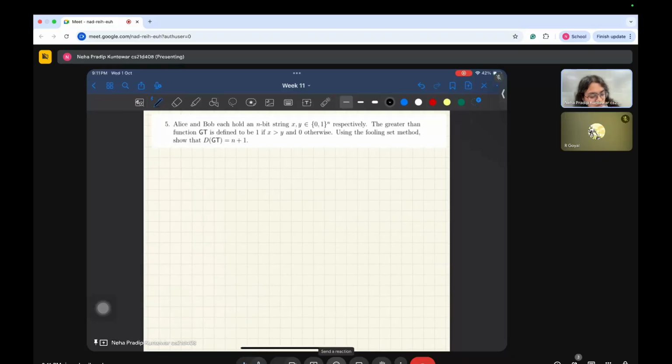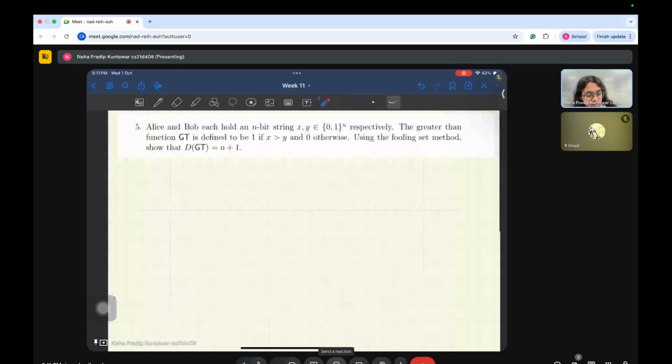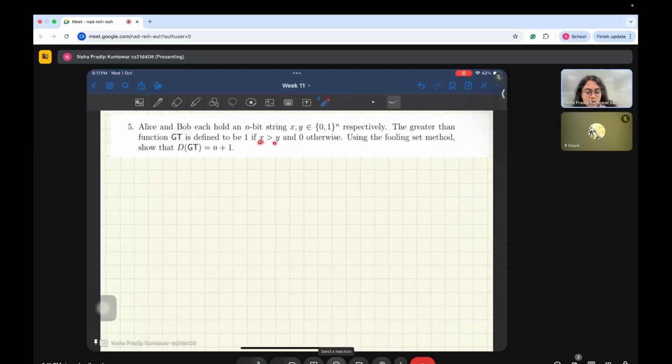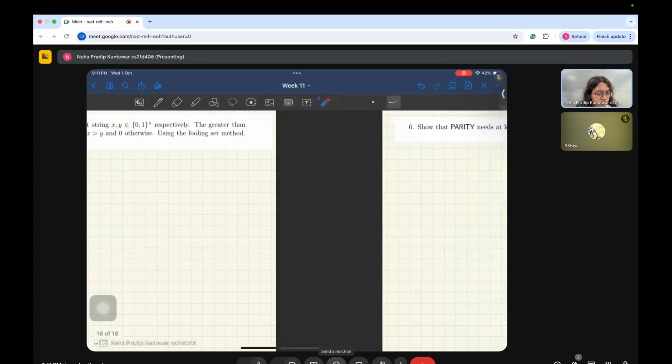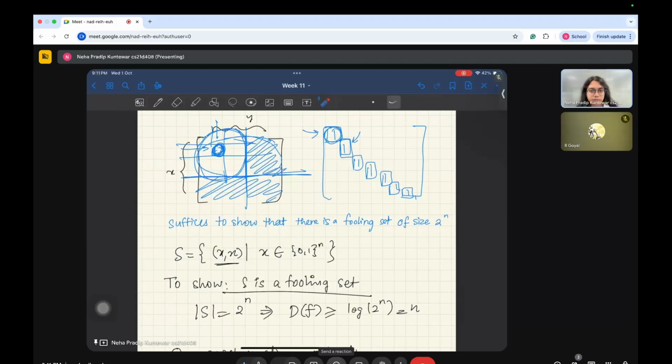Okay, so try to do the greater than. Greater than is the function where Alice has x, Bob has y, and you want to say 1 if x is greater than y and 0 otherwise. Show a similar argument, again forgetting about the plus 1. Show that D of GT is n using the fooling set method. The rank argument is easy, so try to come up with the fooling set method. And yeah, I'll stop with that.